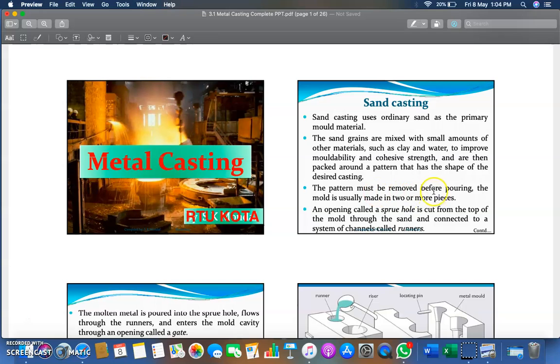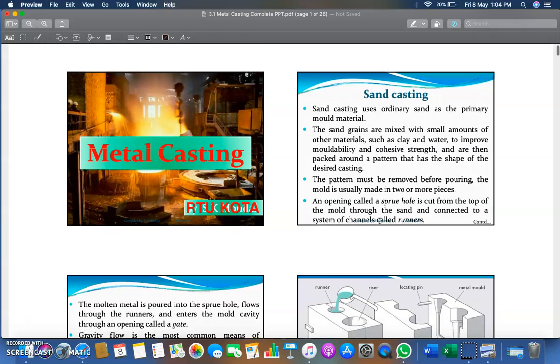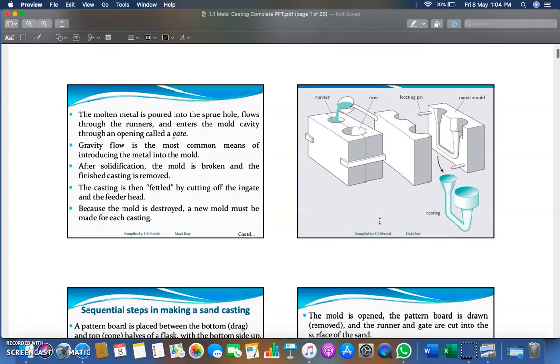The pattern must be removed before pouring. The mold is usually made of two pieces. Okay, the pattern means there is a device, you can say, or a component which is called a pattern, which is made of two parts. And an opening called the sprue hole is cut in the top part of the mold to pour the metal, and it is connected through channels called runners. Okay, let's see how these parts look.